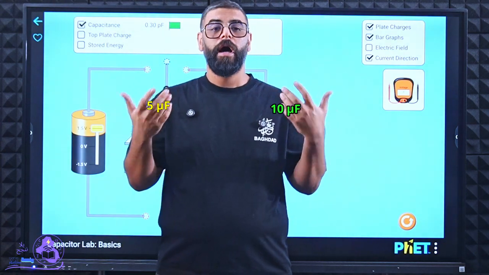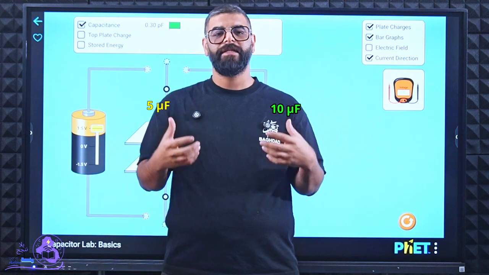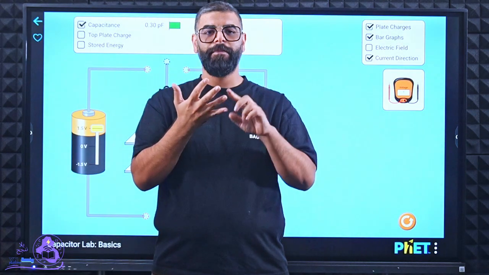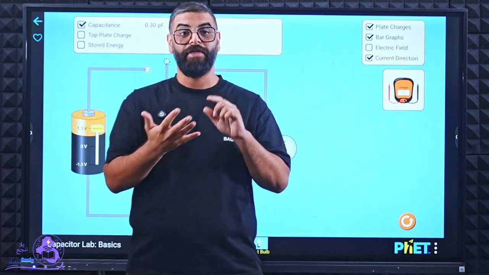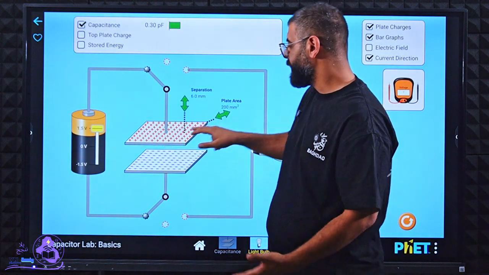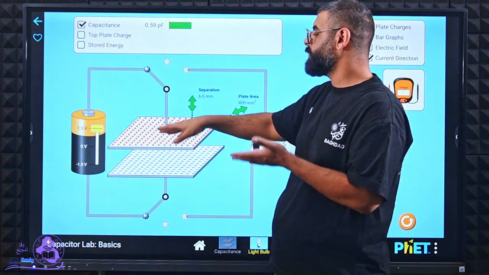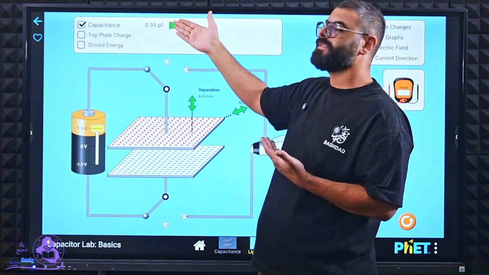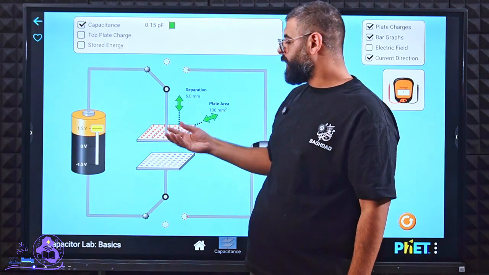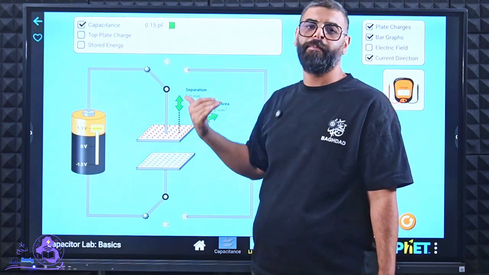Let's imagine how the capacitance of the capacitor itself is defined. It depends on three main elements. One of them is the area of the plates. Once the area of the plates becomes larger, that means we store more charges, and then the capacitance itself will increase. And if we reduce the area, that means the number of charges is less, and then the capacitance of the capacitor will become less and less.